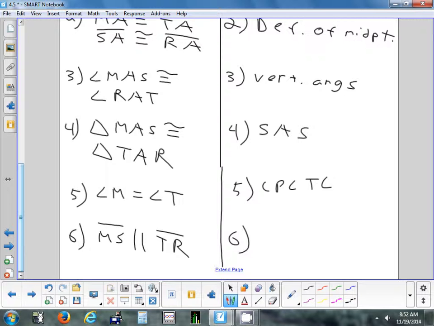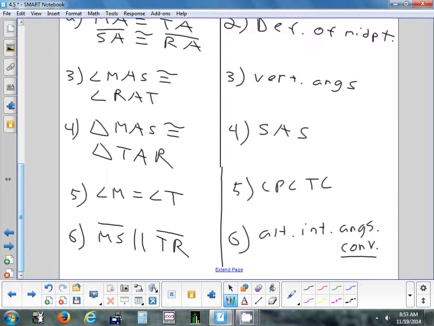Now what's the reason for that? And be careful when you say the reason. Yep. Alternate interior angles, converse. Right. That's the alternate interior angles converse. That one word at the end there can make it right or wrong.